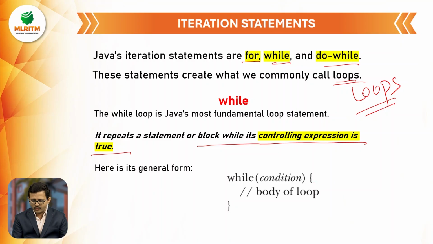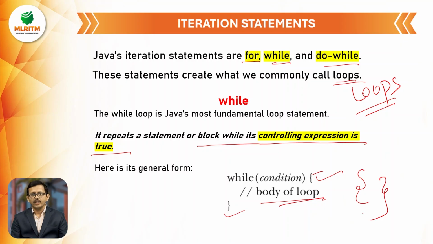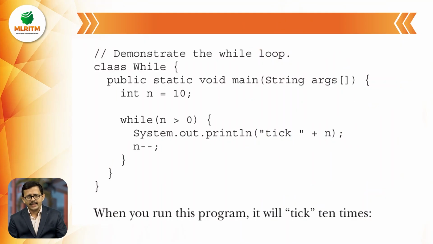Okay, the general form is while condition and body of the loop, and it terminates within the flower braces. Okay, this is the syntax of the while loop. So everything is based on this condition. Unless and until the condition is false, it goes on repeating the loop. So let us see with an example here.